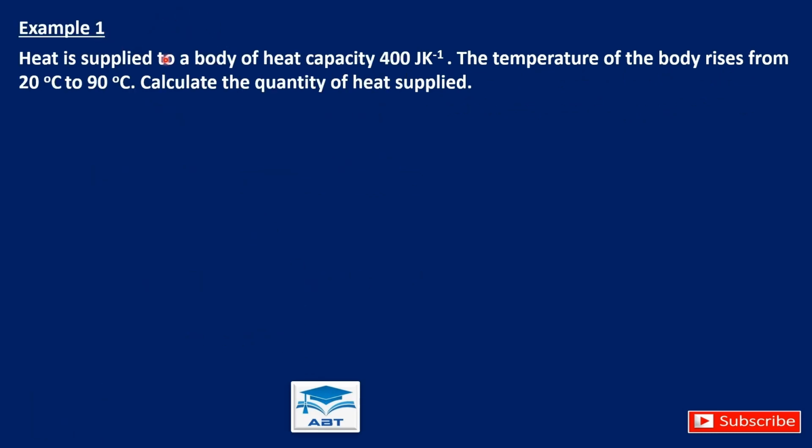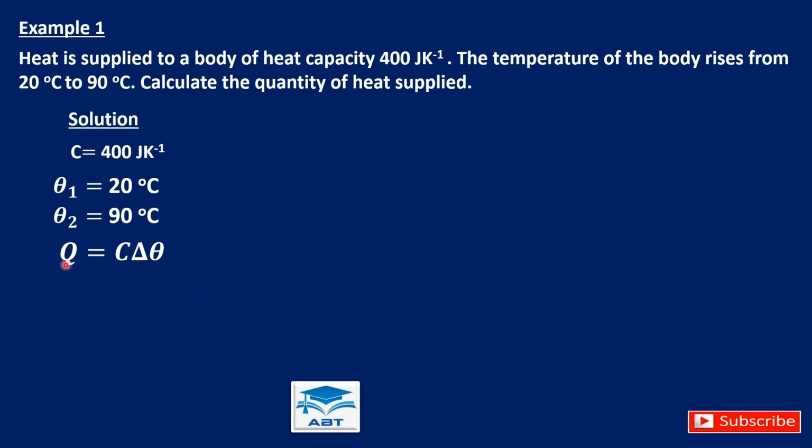Now let's solve this example. Heat is supplied to a body of heat capacity 400 joules per Kelvin. So the heat capacity is 400 joules per Kelvin. The temperature of the body rises from 20 degrees Celsius, that is the initial temperature θ1, to 90 degrees Celsius, that is the final temperature. Calculate the quantity of heat supplied.